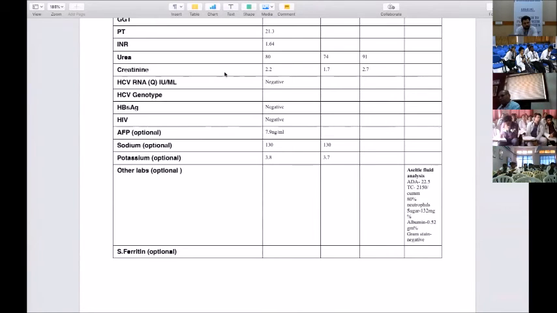Okay. USG abdomen shows chronic parenchymal liver disease with portal hypertension features, massive ascites, and mild increased echo texture of bilateral kidneys. In upper GI endoscopy, there is grade 1 esophageal varices, mild portal hypertensive gastropathy. Other investigations are normal. Okay.